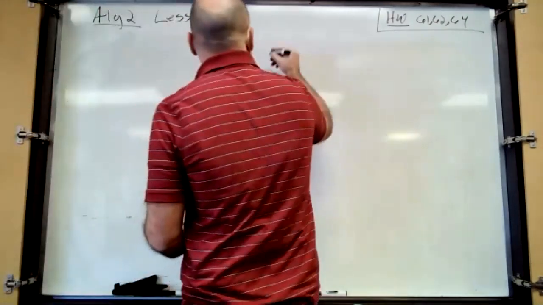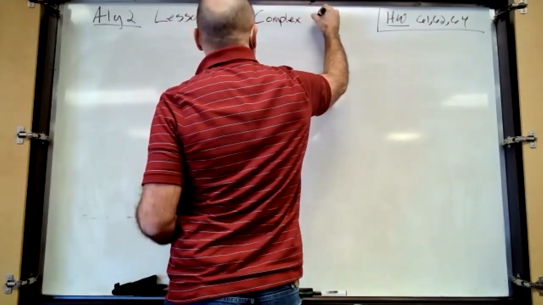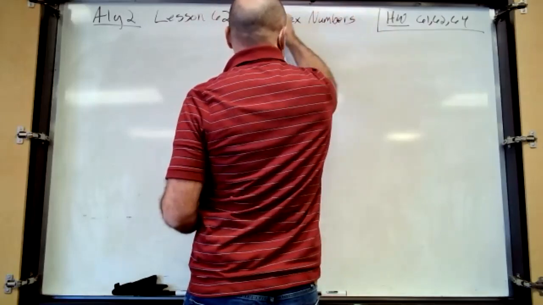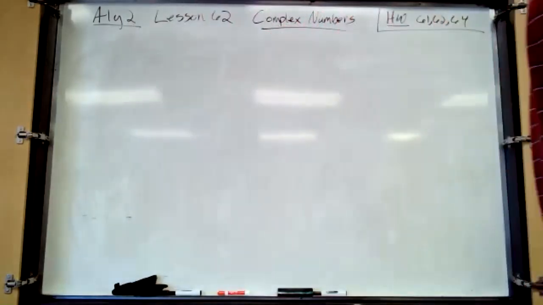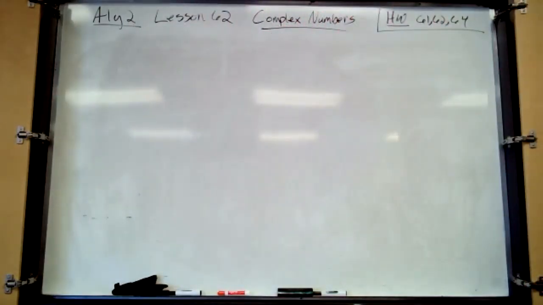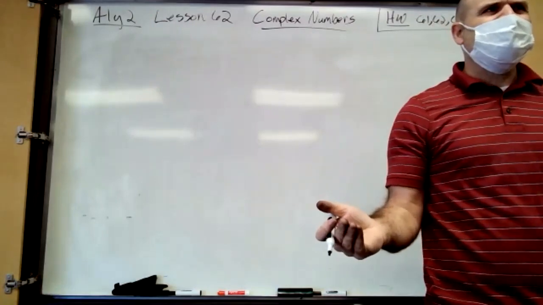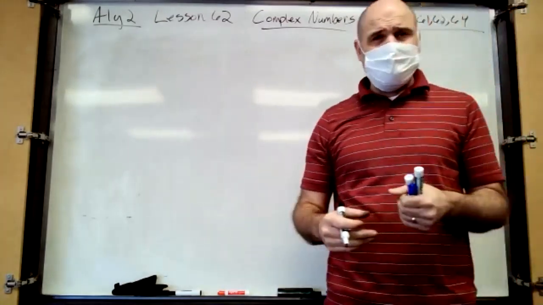All right, complex numbers. Complex numbers just have a real number and an imaginary number. So it's just the sum of a real number and imaginary number. Okay, so we talked about imaginary numbers, right? Some. So it's just i. i is the square root of -1.